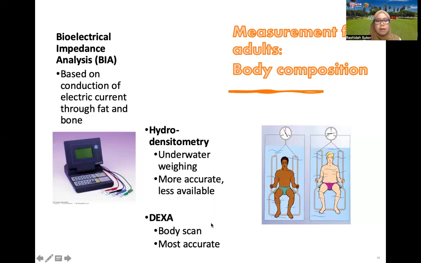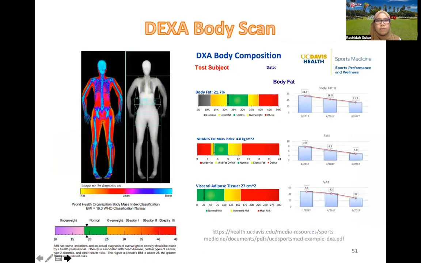The other one is DEXA. DEXA is a body scan machine. It is the most accurate. It's actually like an MRI machine. You sit on the machine bed, and the machine will scan your body. For example, this is an image taken from the UC Davis sports medicine unit. This lady, this is her body scan image.